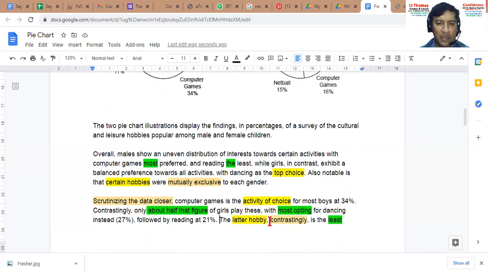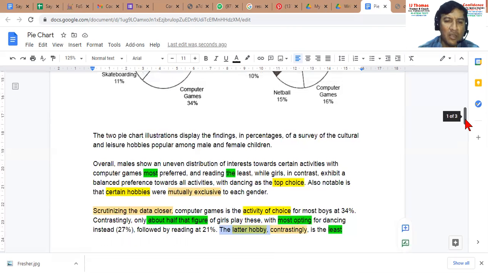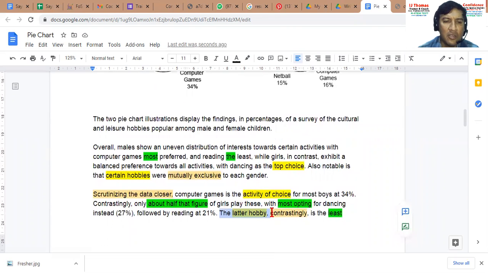What does latter mean? The one that came last. Correct, latter. So what came last? Reading. So now that I talked about reading for girls, I'm now talking about reading for boys. So the latter hobby, contrastingly. See, now there is one "contrastingly" here, and the same "contrastingly" here. So how can I change this? You can use "in contrast."